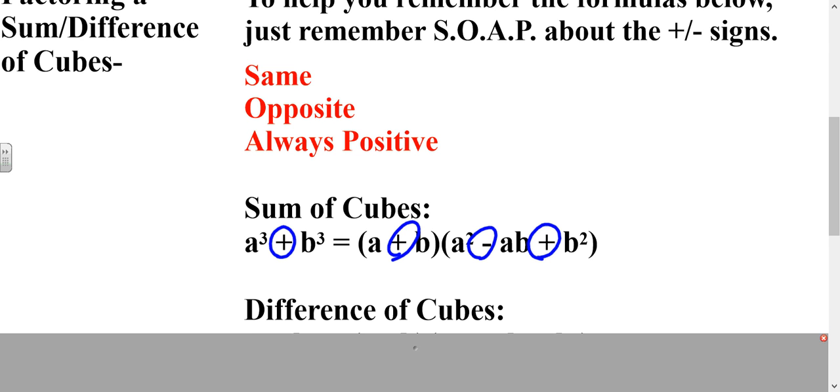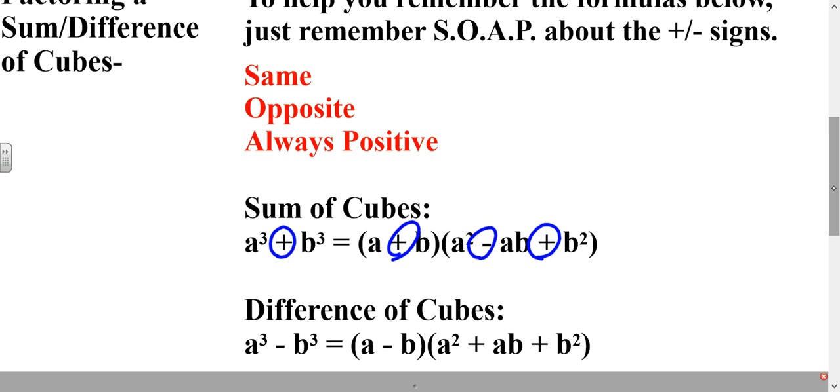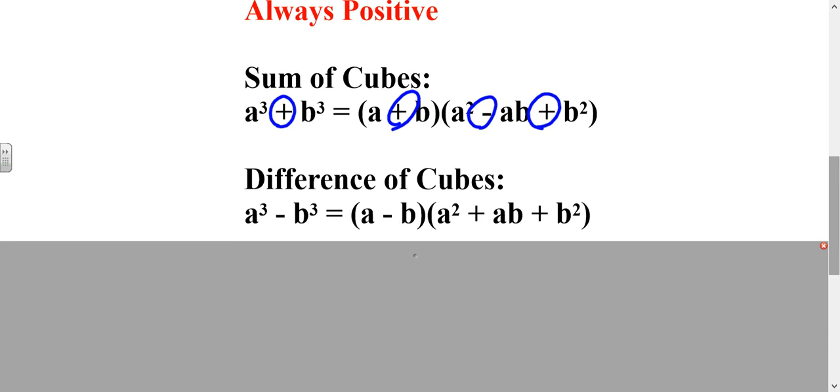The difference of cubes formula is exactly the same, but the signs are different. So because this one is a difference of cubes, this sign is the same, this sign is the opposite, and this sign is always positive. So that's where the SOAP acronym comes from.